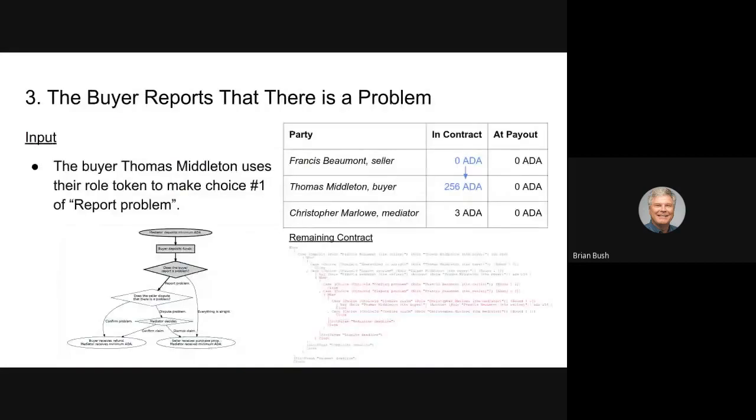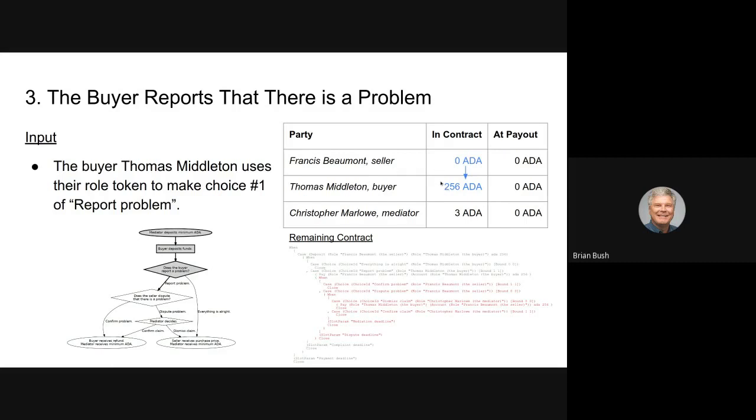So back to our example, the buyer is now going to report there's a problem. Thomas Middleton is saying, hey, there's a problem, I want my funds back. What that does is we advance on this flowchart to this little diagram here. We're in this arrow that says report problem. And what the contract actually does at the script address is it moves the funds from the seller's account into the buyer's account. Now the buyer, once again, can't access these, but they are in his account.